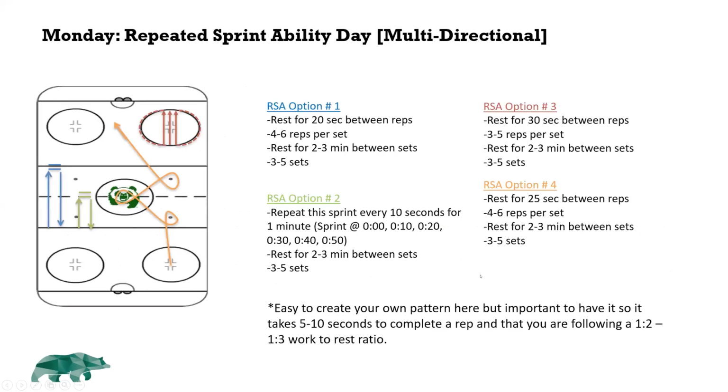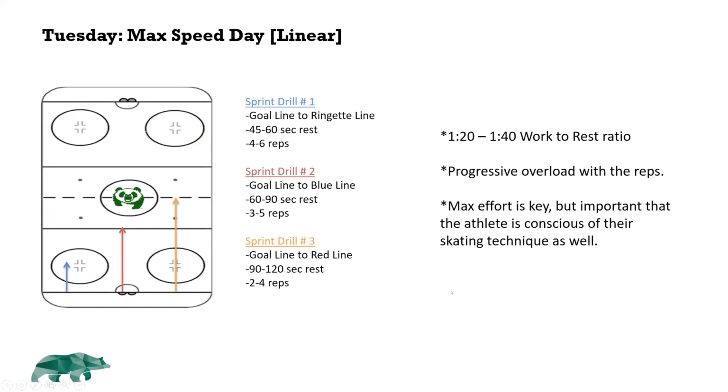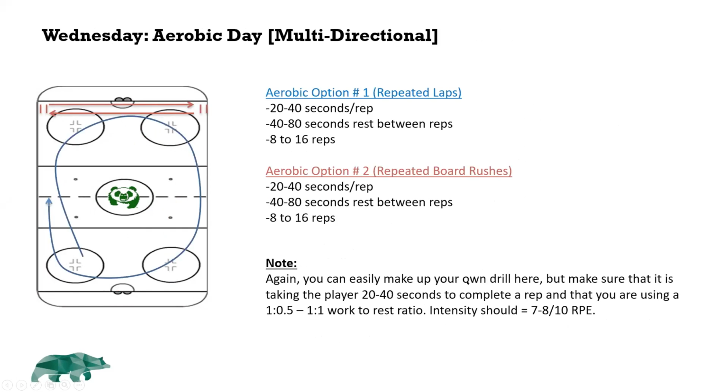So just quickly going through this, on the repeated sprint ability day, we're focusing more on the work to rest ratios, where you want 5 to 10 second efforts and a 1 to 2 to 1 to 3 work to rest ratio, and separating those sets by 2 to 3 minutes. Linear speed day, just straight away sprinting, but really focusing on those rest periods of a 1 to 20 or 1 to 40 work to rest ratio.